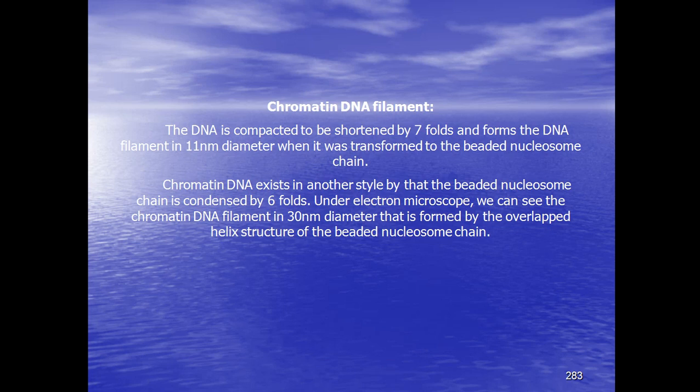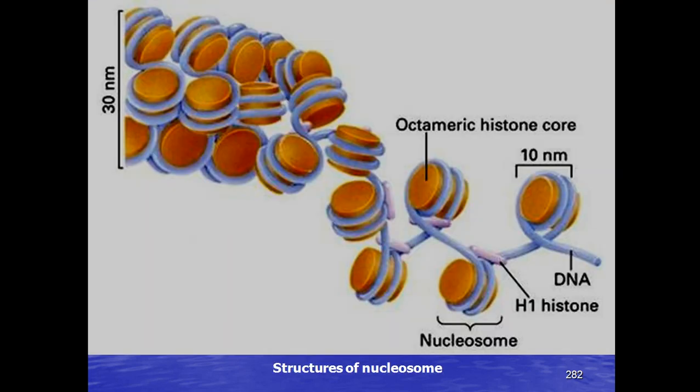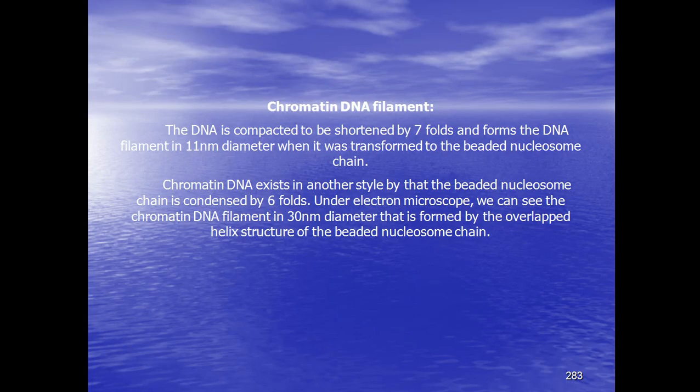When it is transformed to a beaded nucleosome chain, it looks like a chain. Can you make out here? It looks like a chain. Then it folds. Now the chromatin DNA exists in another style. By that beaded nucleosome chain, it is condensed by 6 folds also. You can see both 7-fold DNA and 6-fold DNA when you observe that under the electron microscope.